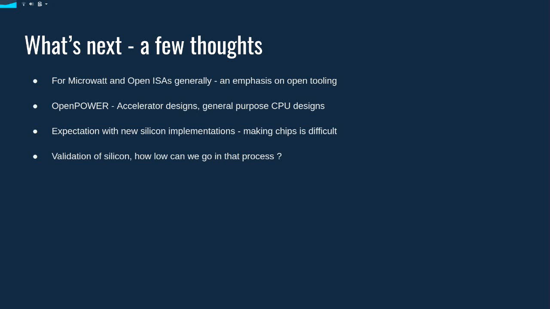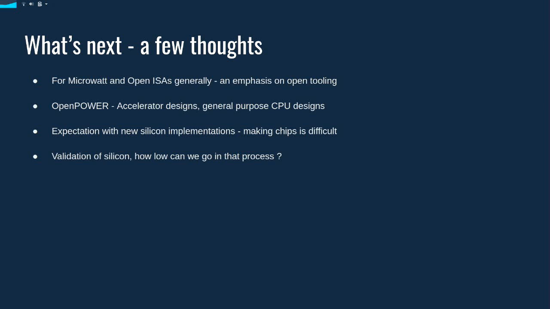I think we've got a few more minutes left. So I think a couple of things I wanted to finish on in terms of future thoughts. For Microwatt and open ISAs generally, the emphasis we will see for this year will be moving to open tooling. Tim Ansell has been a great proponent of open tooling for FPGAs, and we see that as being integral to the overall success of open hardware at that lowest level of the stack.